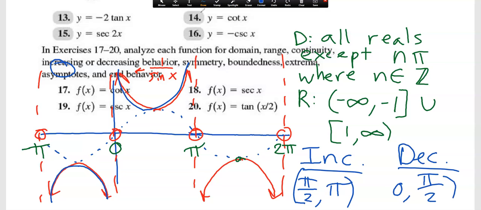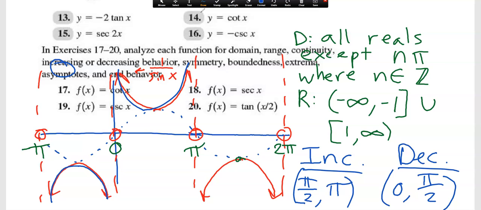Nice. 0 to pi over 2. Okay, symmetry of the graph. Is this reflection symmetric across the y-axis? Can you take this thing, fold it along the y-axis, hold it together, and it looks exactly the same? No. Because if it did, then this section would have a duplicate right there, and it doesn't. So it's not even.